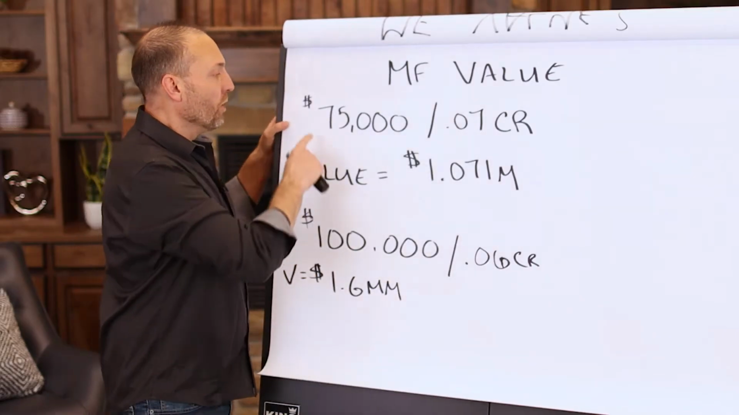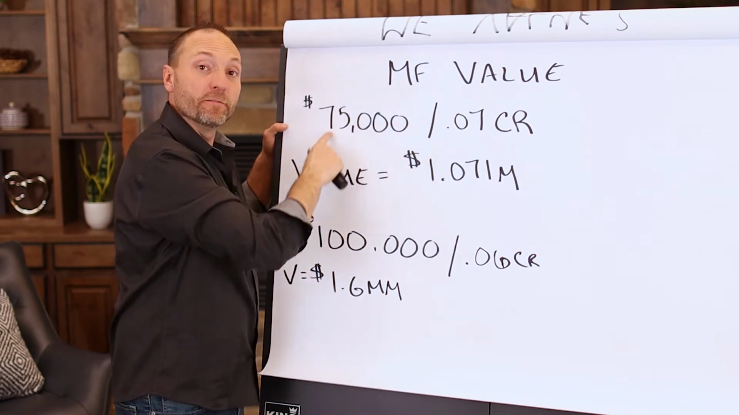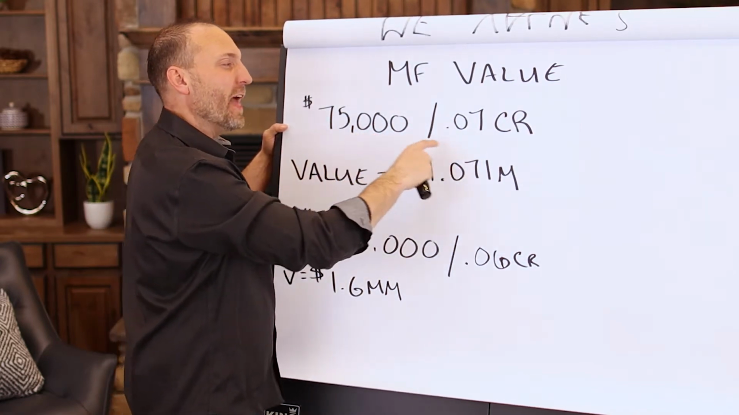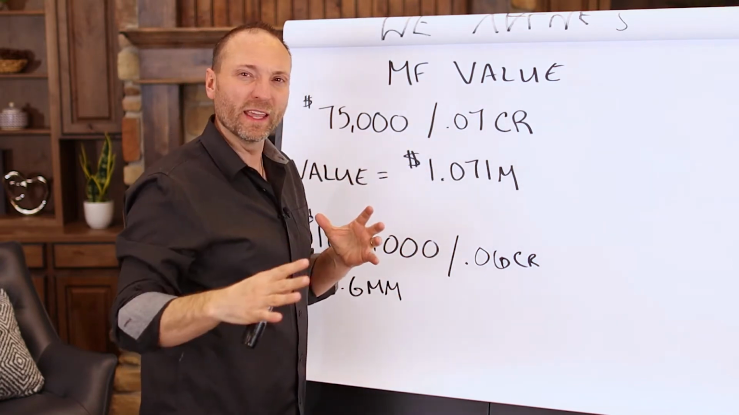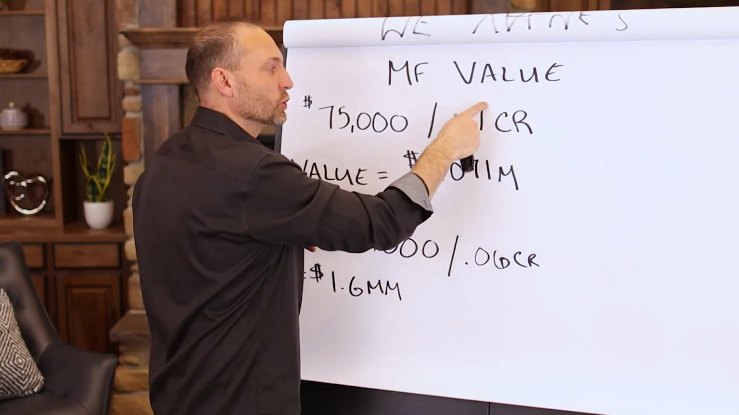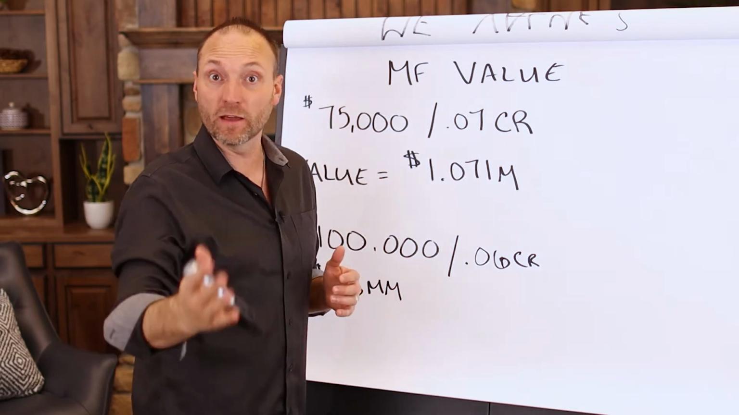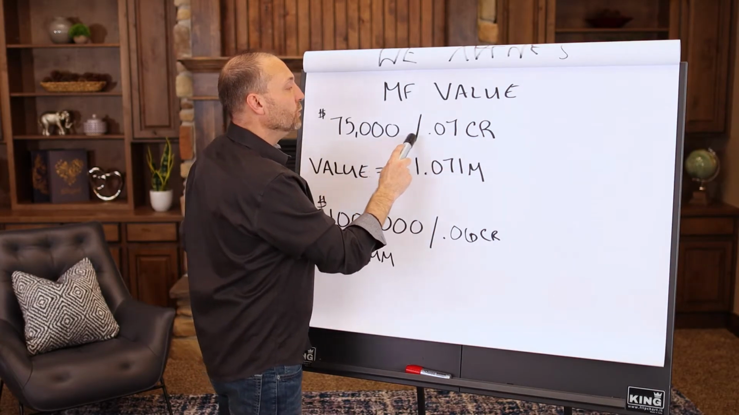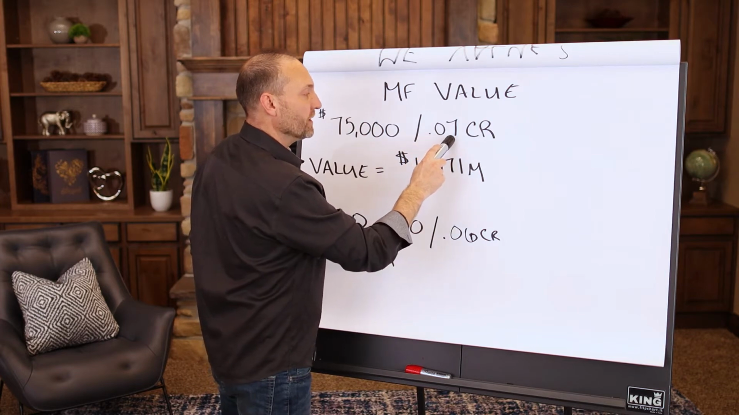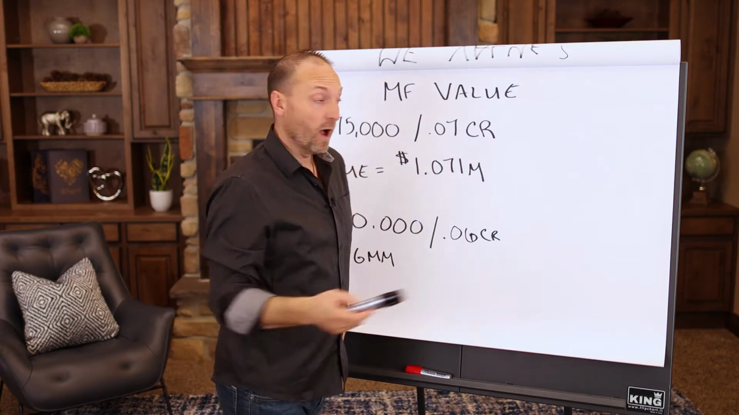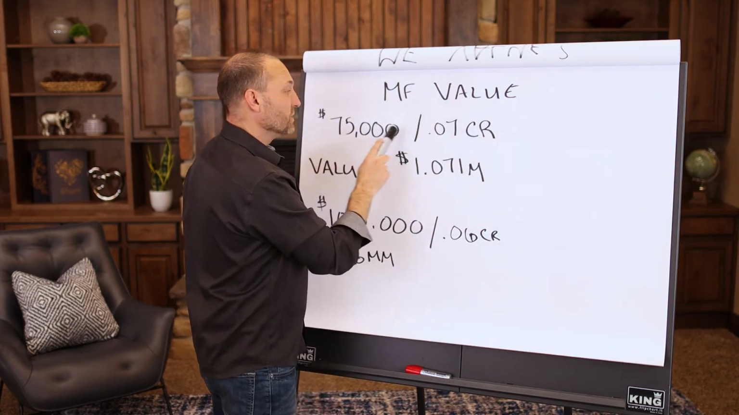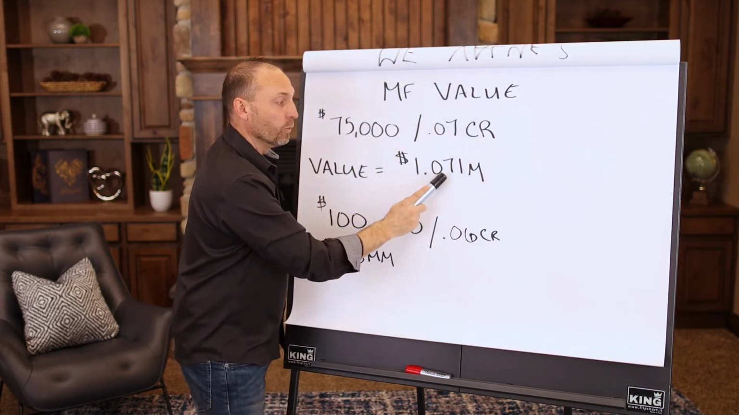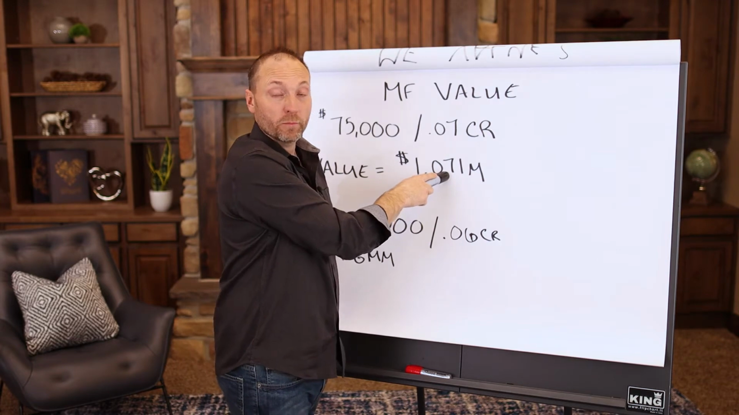Our first property, the net operating income was about $75,000. In the area we were buying in Indiana, most of the properties were trading at a 7 cap, or 7% capitalization rate. So if you take $75,000 and divide it by 0.07, you'll get a value of $1.071 million.